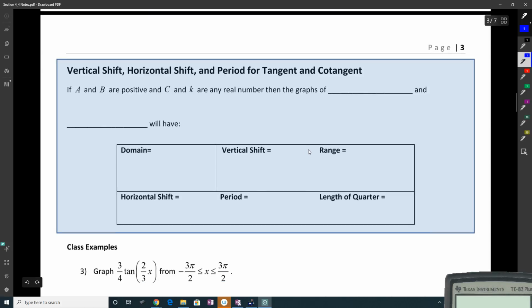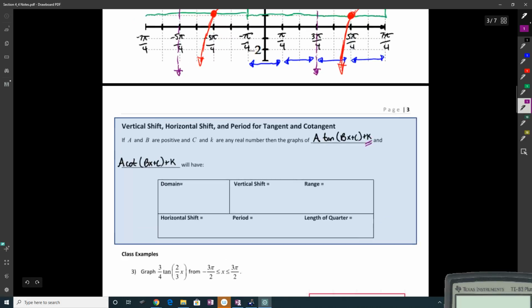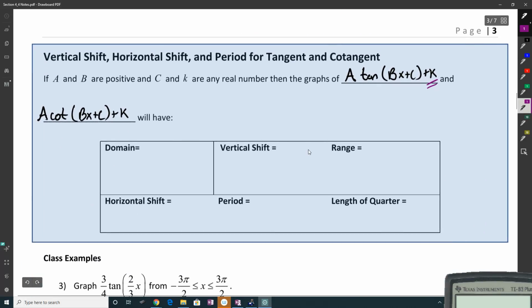So let's go through and fill in all the things we've observed. If a and b are positive and c and k are any real number, then the graphs of a tangent(bx plus c) plus k and a cotangent(bx plus c) plus k will have the following. So there's really easy stuff that we know. The vertical shift, my apologies, the vertical shift will be up k, or plus k.